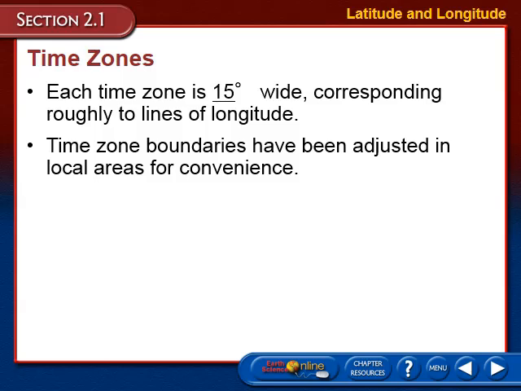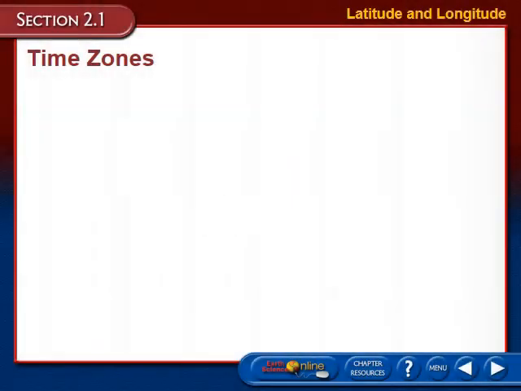In local areas, however, time zone boundaries do get adjusted, and there even are some areas like certain states or cities who will adjust them to the local areas for convenience. If there is a time zone line going through, say, the middle of the city, that way there's not an hour difference between one half of the city and the other half.